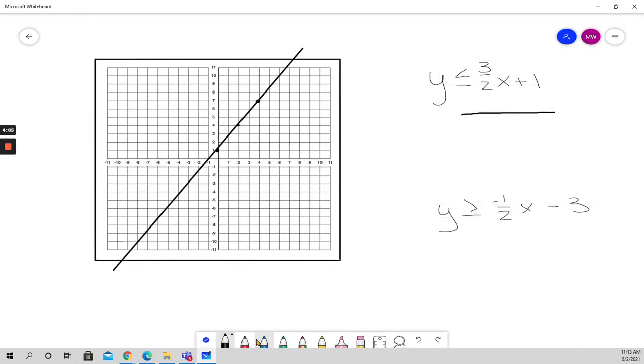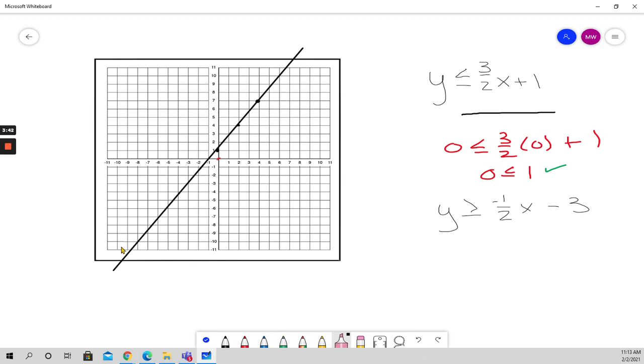Now, 0, 0 is not located directly on my line, so I can use this point to determine if 0, 0 is a solution. So I'm going to say, is 0 less than or equal to 3/2 times 0 plus 1? So is 0 less than or equal to 1? Yes, that's a true statement.